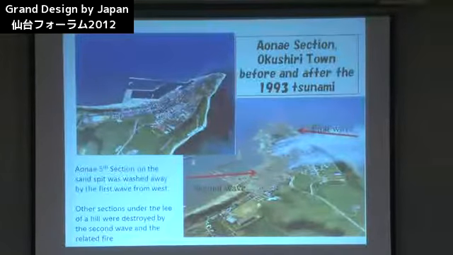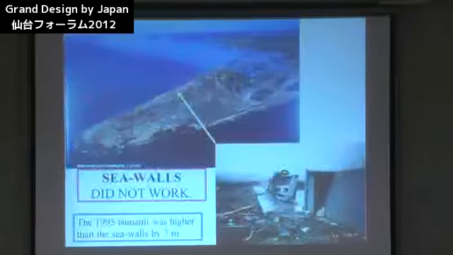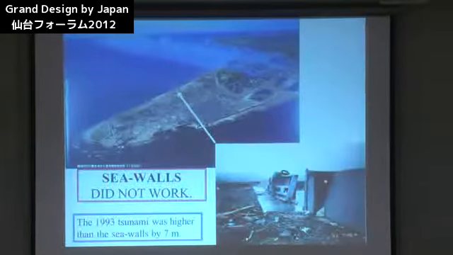Now comes the 1993 tsunami. So this is before and after. This area was protected by seawalls 4.5 meters high. The seawall remained almost with no damage, but the houses were washed away. The tsunami height was 11 meters. This height was only 4.5 meters.